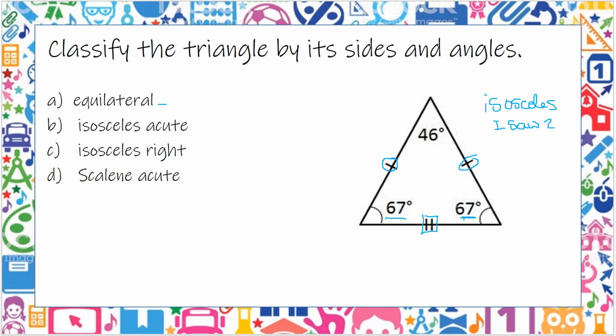Now, we have a choice of either acute or right. Well, I don't have any right angles in here. They are all acute angles, meaning they are less than 90 degrees. So, this answer is B, isosceles acute.